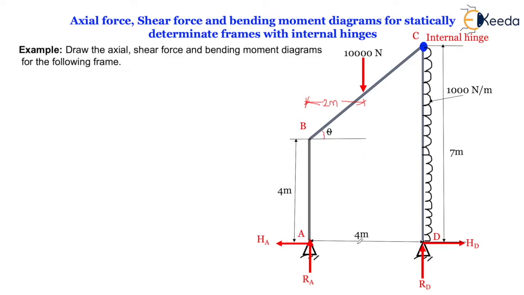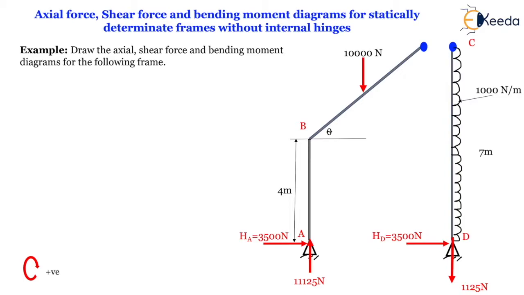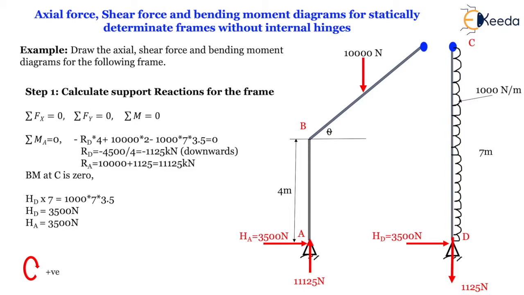Now let us start with calculation of reactions. So the same steps we are going to follow. We will calculate reactions, then free body diagram, then equilibrium of every member, and then we'll draw shear force and bending moment diagram. So for calculation of reactions, to calculate support reaction, first we are just separating these two parts. At the hinge we are just separating this frame in two parts here.